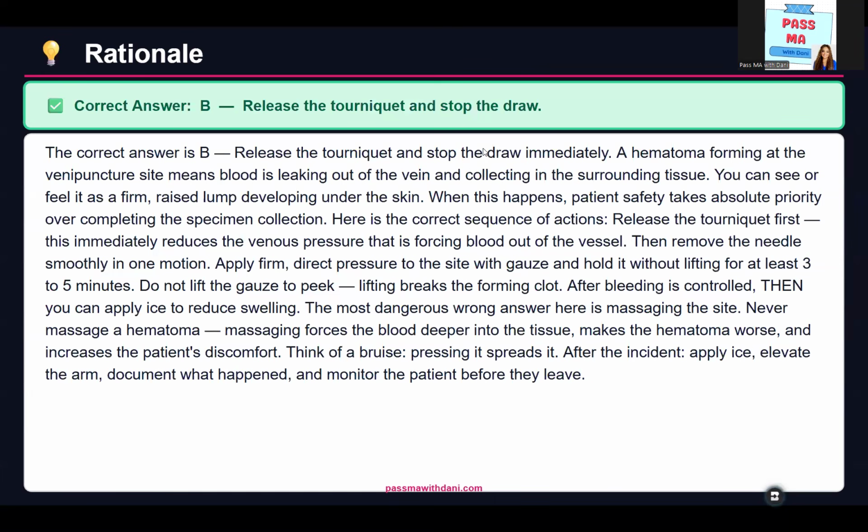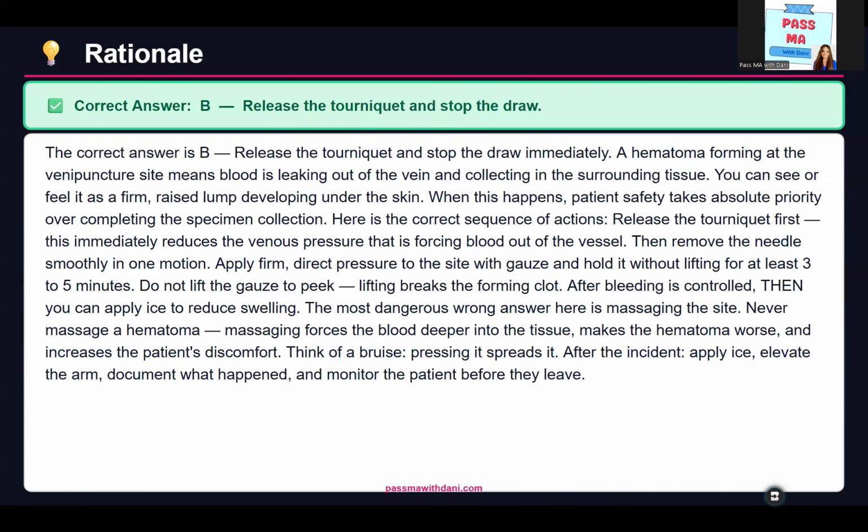For question 20, if you said B, release the tourniquet and stop the draw immediately, you are correct. A hematoma forming at the venipuncture site means that blood is actually leaking out of the vein and collecting into the surrounding tissue. So you can see or even feel it as like a firm raised lump that develops under the patient's skin. When this happens, patient safety takes absolute priority over completing the specimen collection.